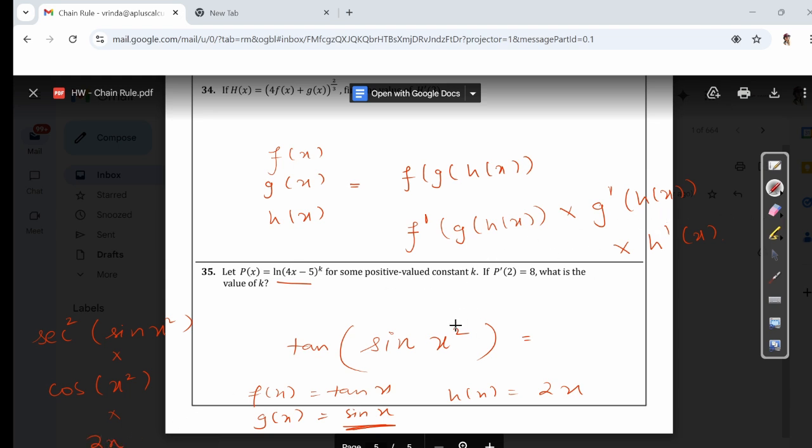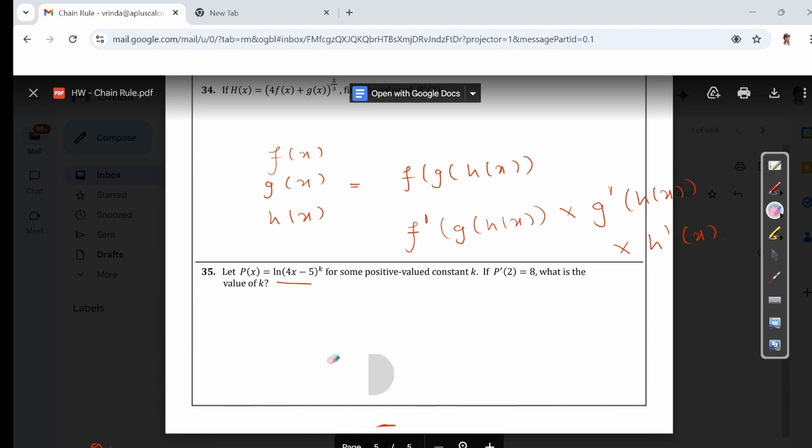So the derivative of this is clear, Anika, how you have to use chain rule with three functions. Yes. Okay.